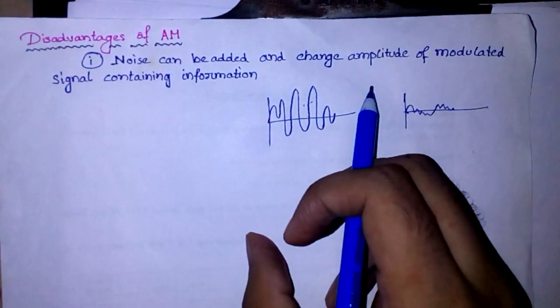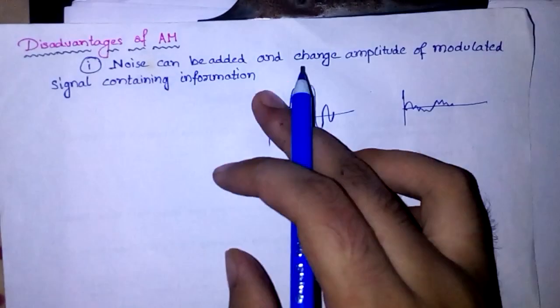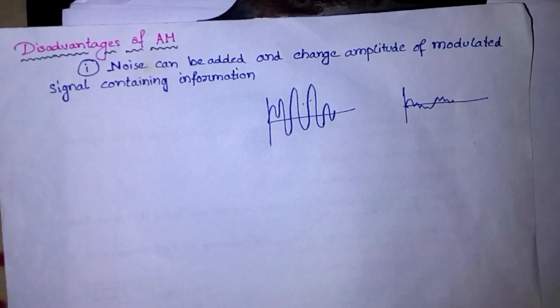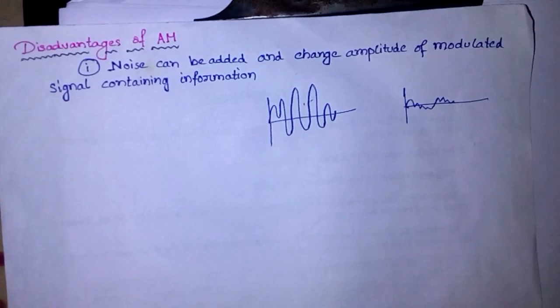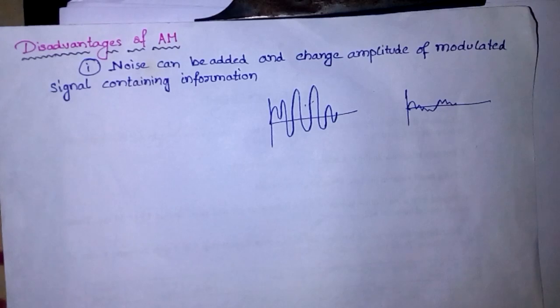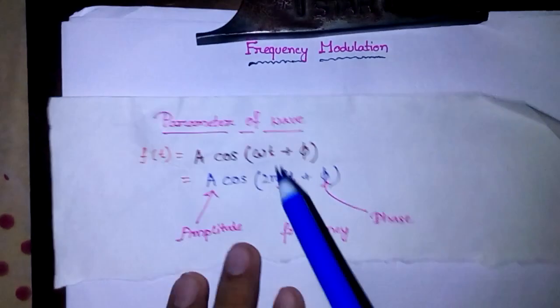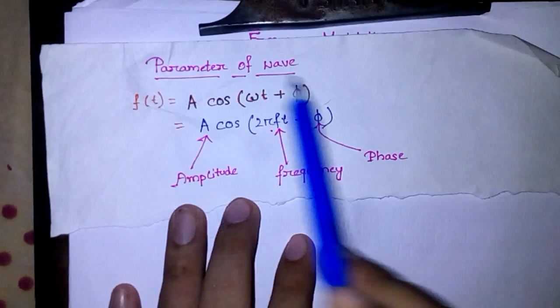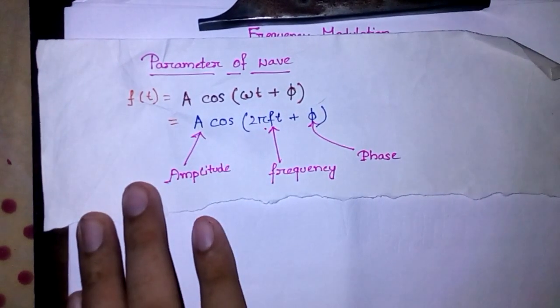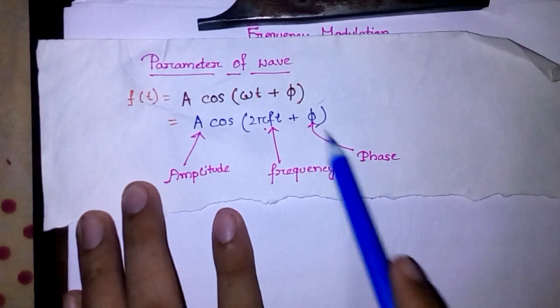So what can we do now? We need to find some other way where the change of amplitude is not desired. So how can we achieve such a thing? Before that, let's see what the parameters of a wave are. Here I have taken a cosine wave which has three parameters: one is amplitude, another is frequency, and the third is phase.